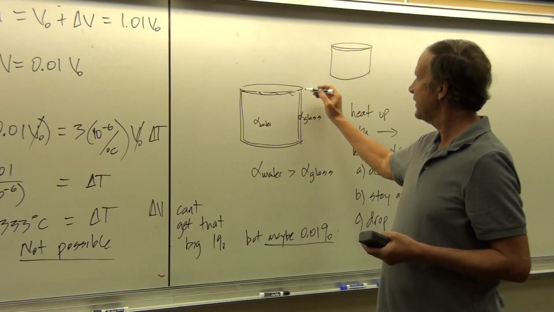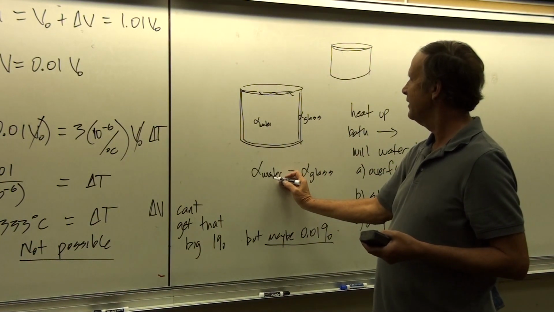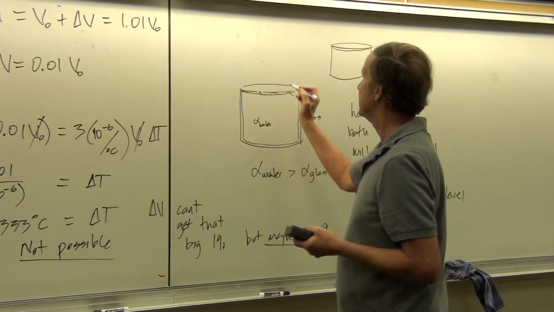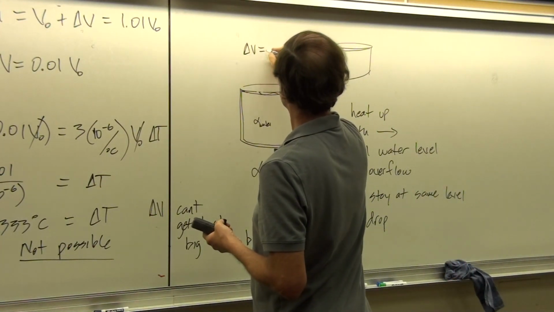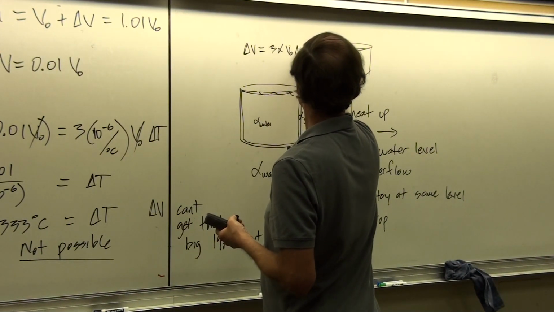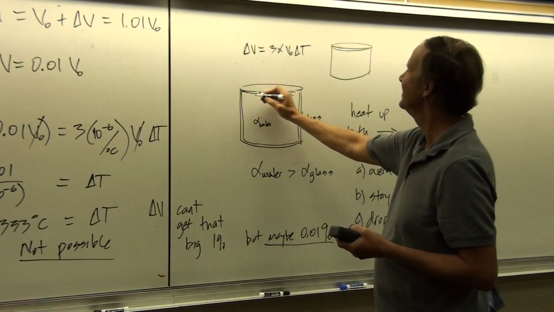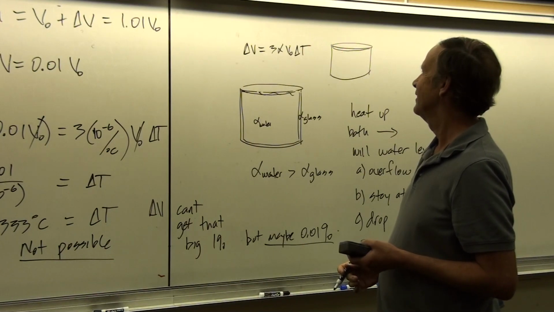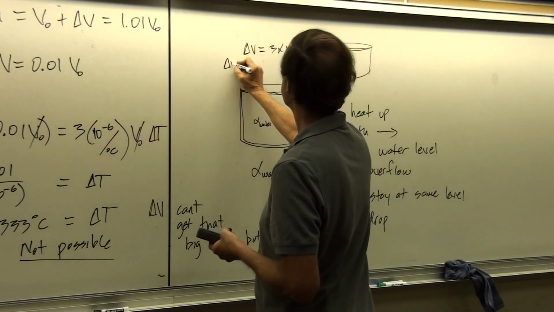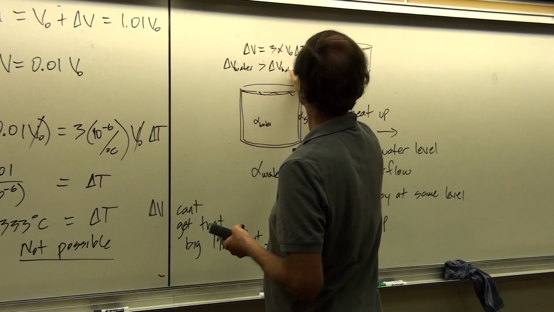Okay? And so given that that's the case, and the alpha for the glass is less than the alpha for the water, that tells us that the water will expand faster than the glass, because the delta V is going to be 3 alpha times V naught times delta T. They both have the hole in the glass and the actual amount of water that's in that hole are the same in volume. And so the change in volume of the water will be greater than the change in the volume of the hole in the glass.